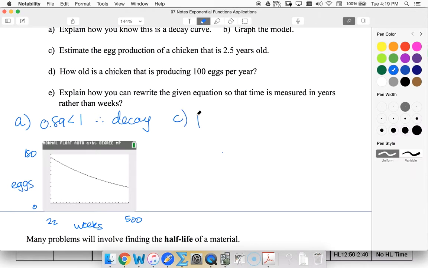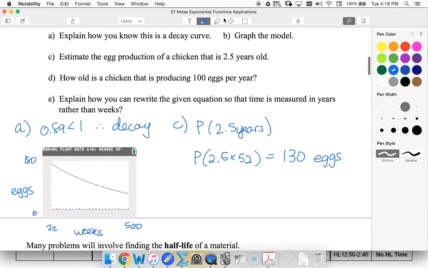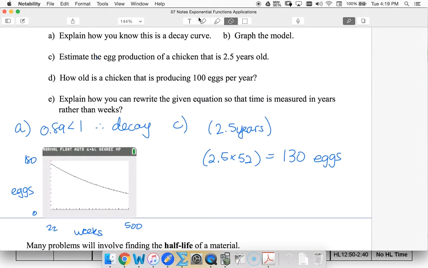So P of 2.5 years. Remember, my input was weeks. So P of 2.5 times 52 is going to be equal to 130 eggs. And of course, you could also put that back into the equation, but W is weeks. And sorry, we're using E for our eggs.